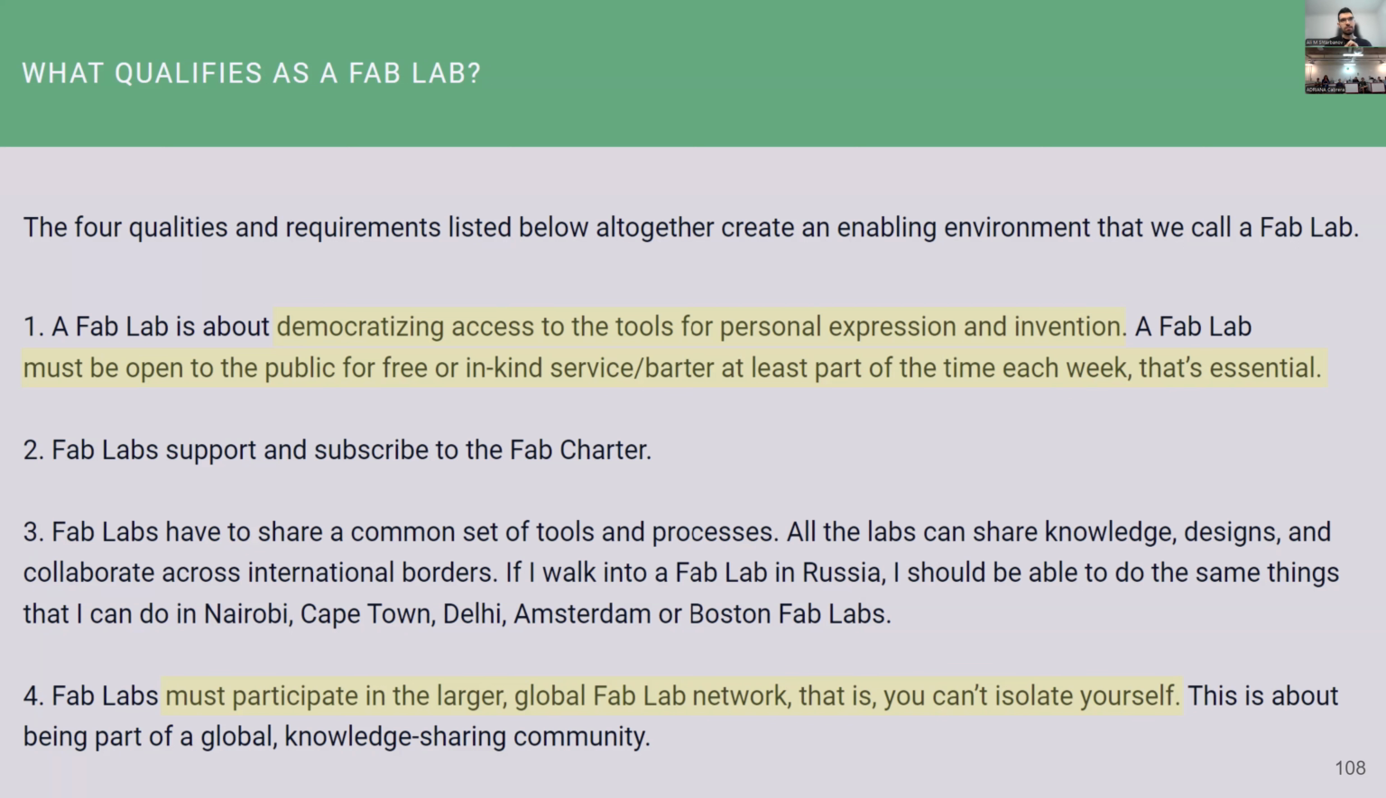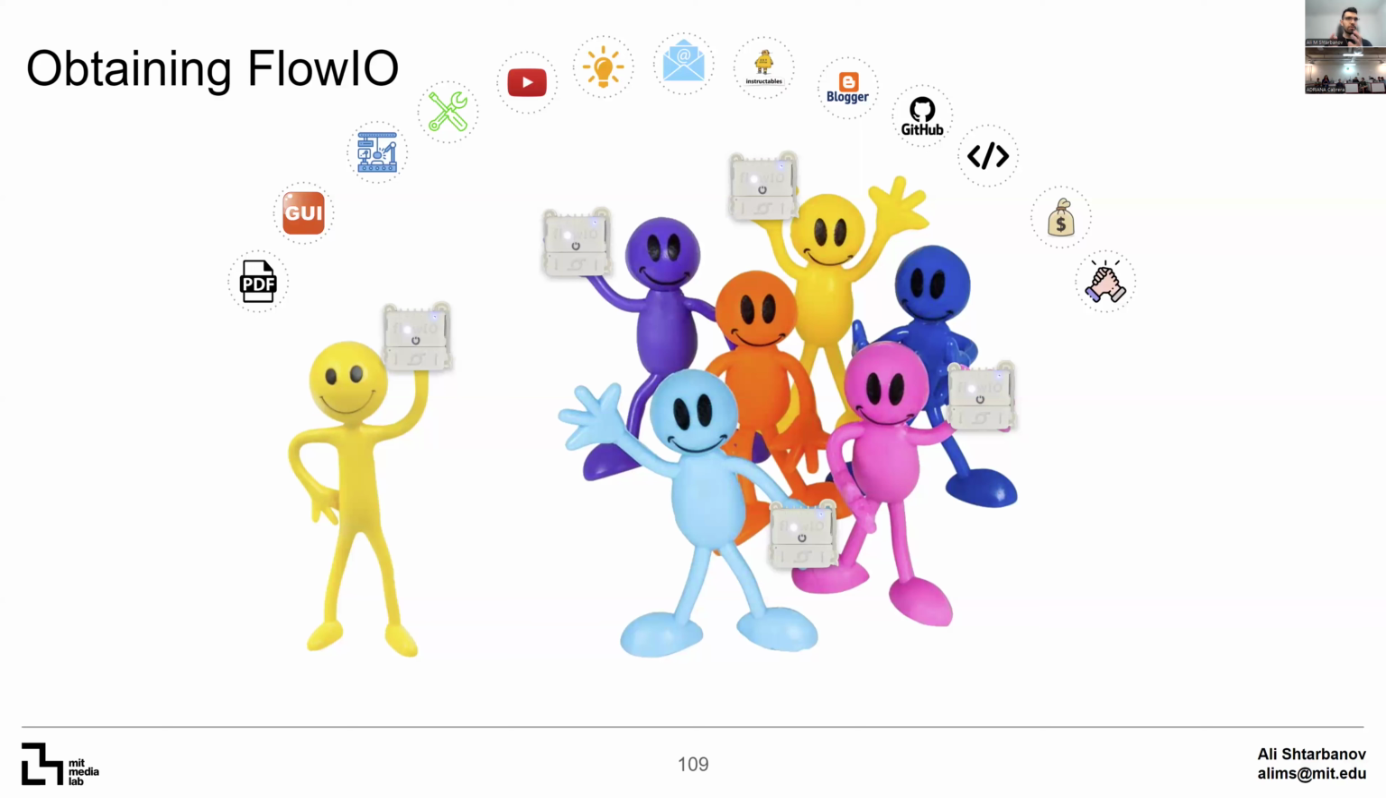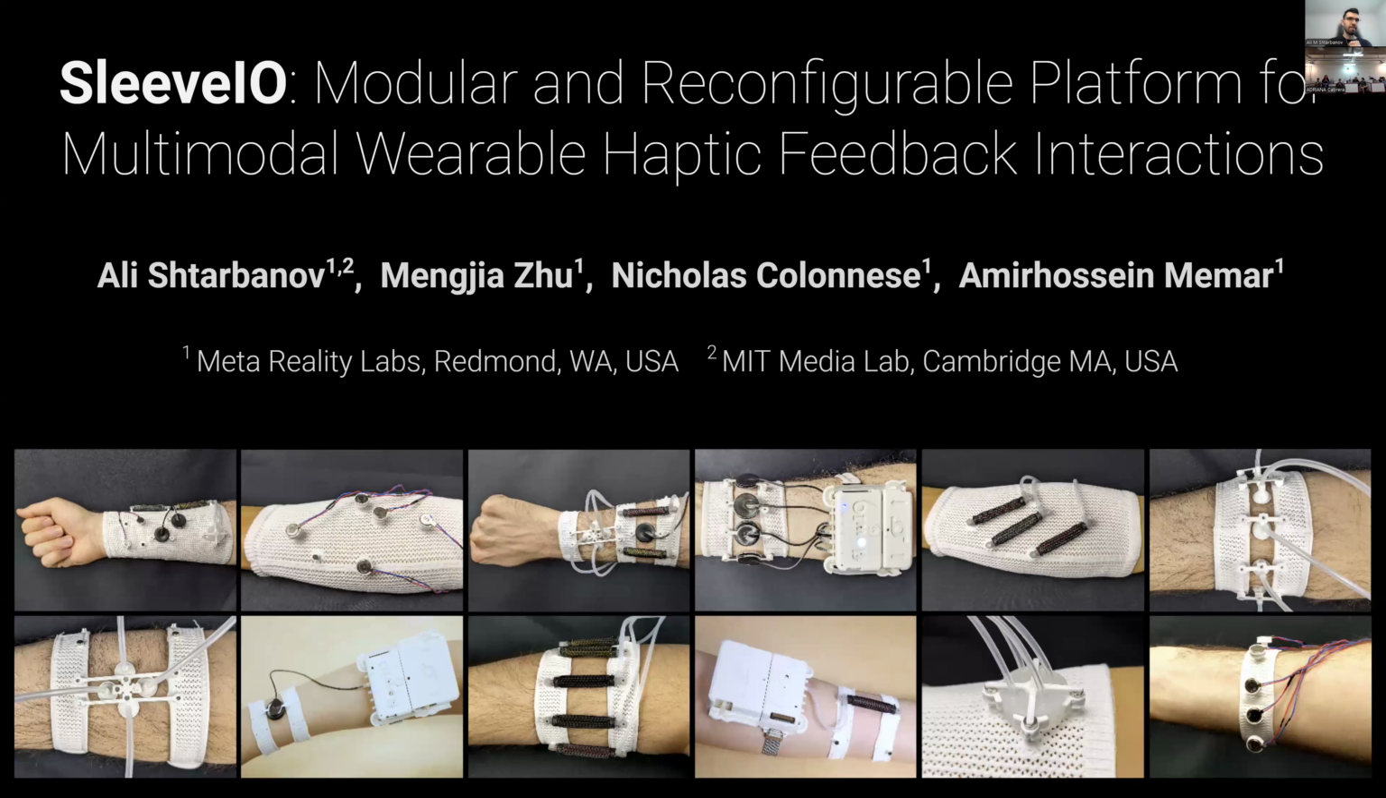You cannot isolate yourself. And so both of these elements in the charter are tightly present in this deployment model where people can obtain FlowIO free of charge for a limited time and where they must contribute to the broader community.